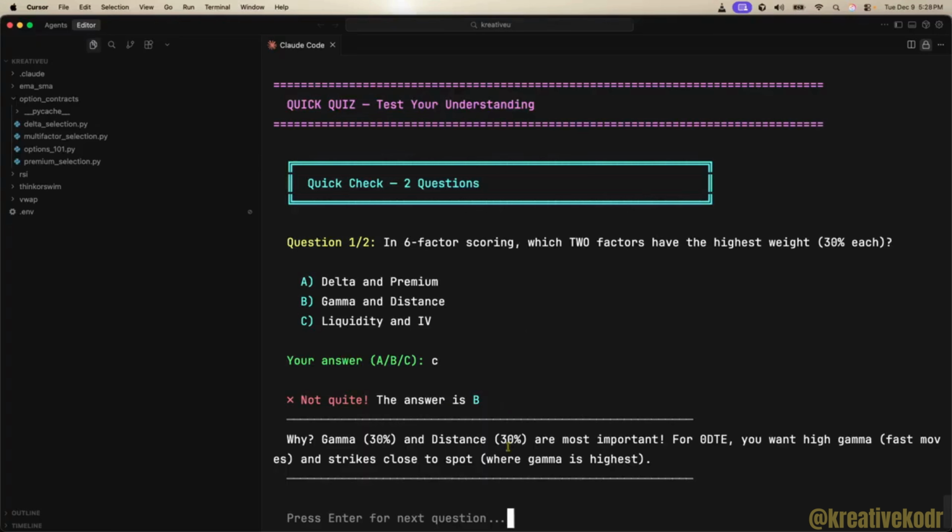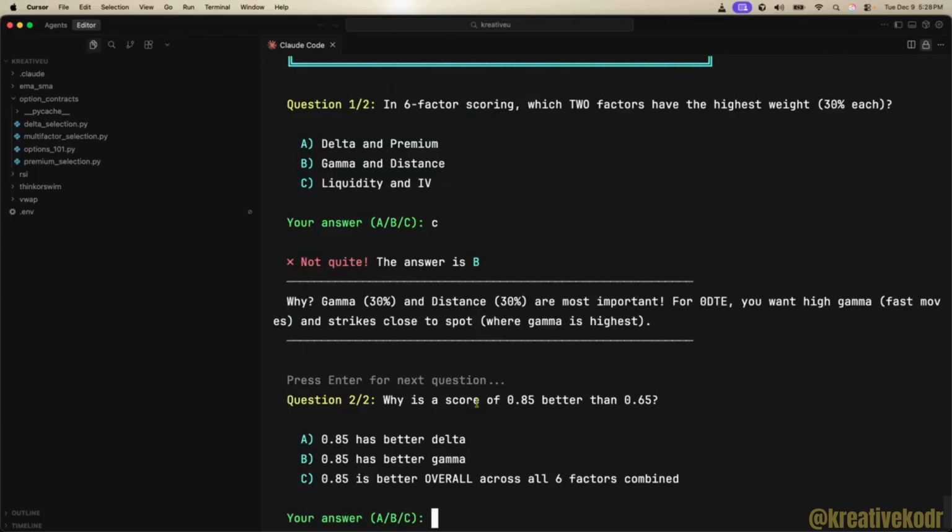So why? Gamma and distance are the most important factors for 0 DTE. You want high gamma, fast moves, and strike distance at the sweet spot where gamma is the highest. A score of 0.85 is better than 0.65. 0.85 is better delta, 0.85 is better gamma, 0.85 is the overall score of the factors.